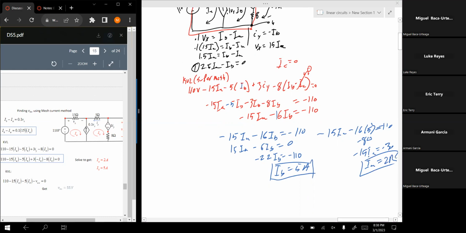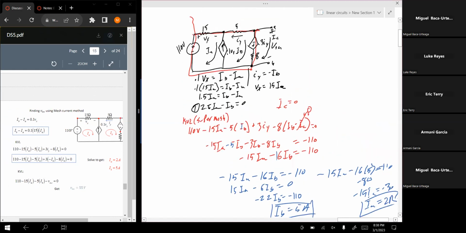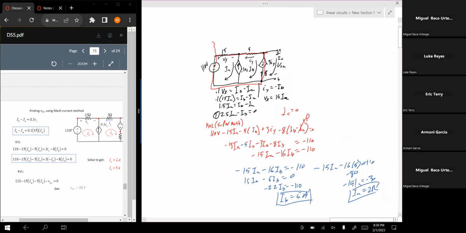So what you want to do with that, now that you have these currents, you might say, wait, but that's not the Thevenin voltage. Well, actually, she kind of shows it here. You're going to want to do a KVL around the entire outer part. That way you do have a KVL that includes your Thevenin voltage or your open circuit voltage.